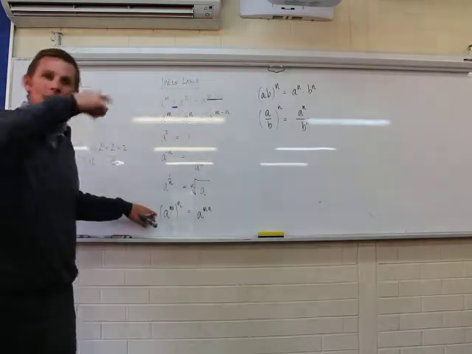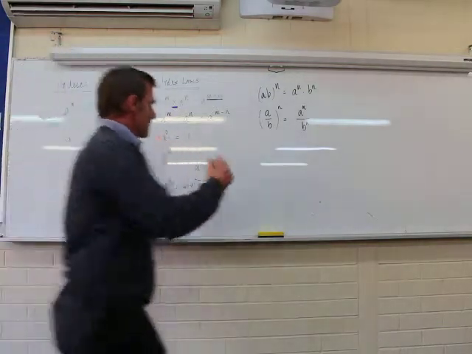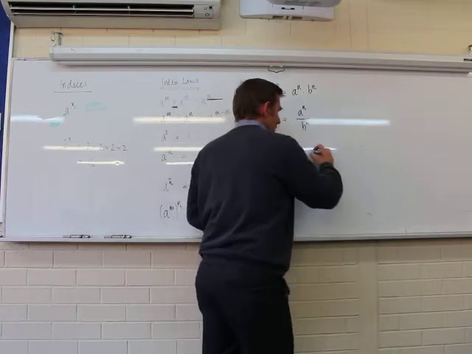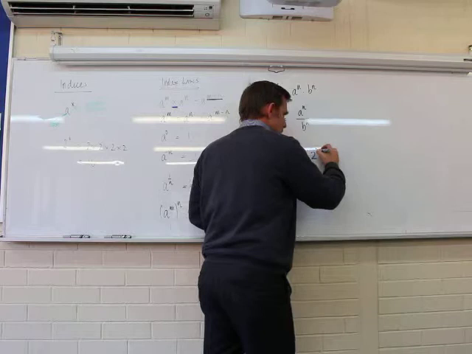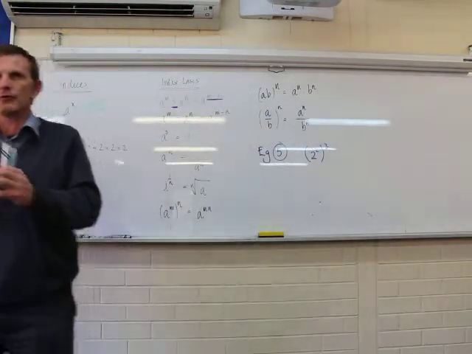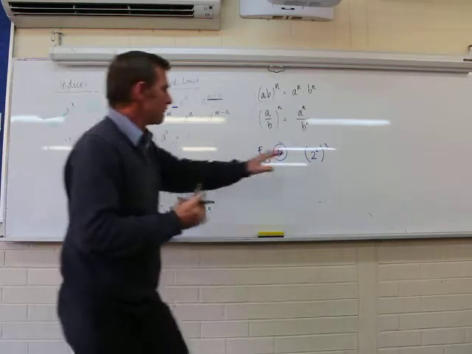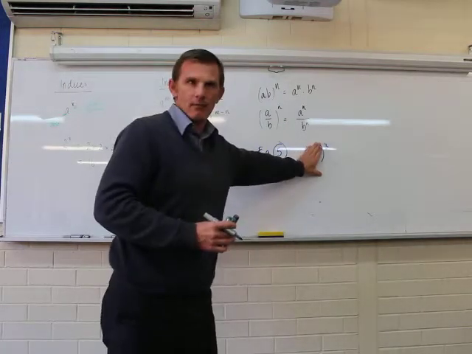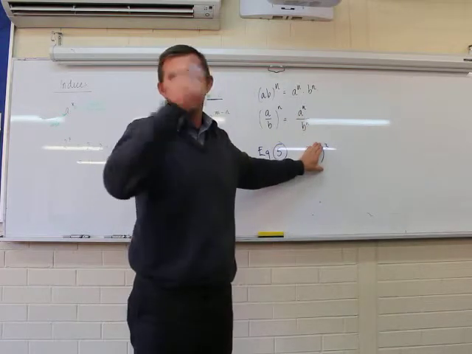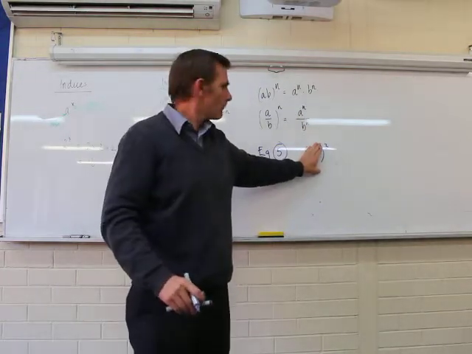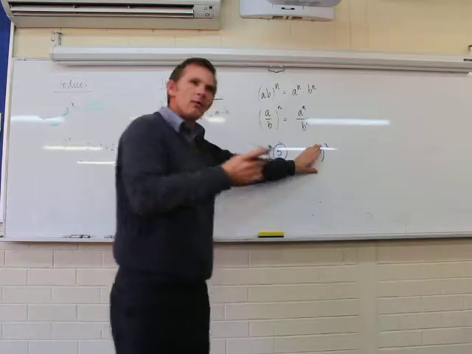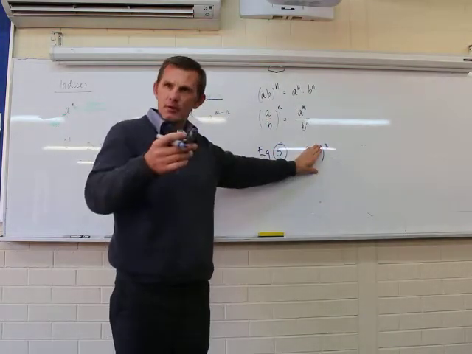A to the m raised to the power of n. Let's think about this as an example. Example 5. Let's go 2 to the power of 2 cubed. Now I want you to forget about what's in there. Let's imagine what was in there was just another letter, B, C, D, whatever. What would b cubed mean? That would mean b times b times b, wouldn't it?